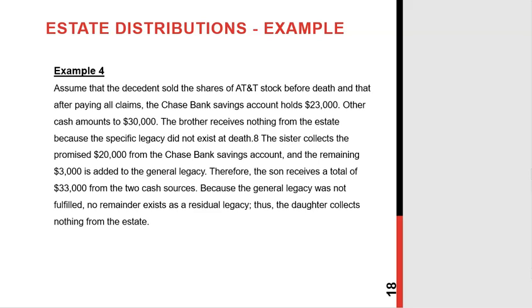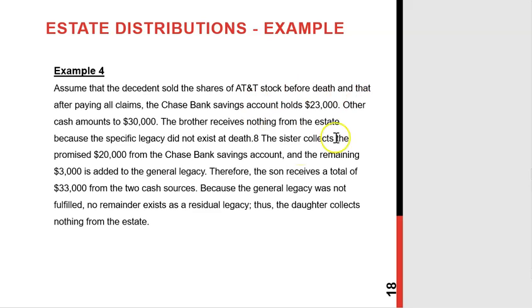Say the person actually sold all the AT&T shares before his death, and then after paying all claims, the Chase Bank account holds $23,000, and there are also other cash amounts of $30,000. Since the brother had a specific legacy which was specifically related to the AT&T stocks, and those were not there after the death of the person, the brother will get nothing. Now Chase Bank had $23,000 and the sister will get $20,000 out of it because it's a demonstrative cash legacy and the source was identified and that source had enough cash to meet that legacy.